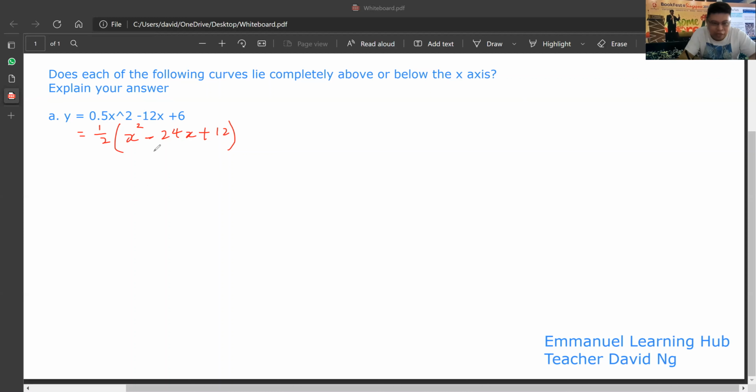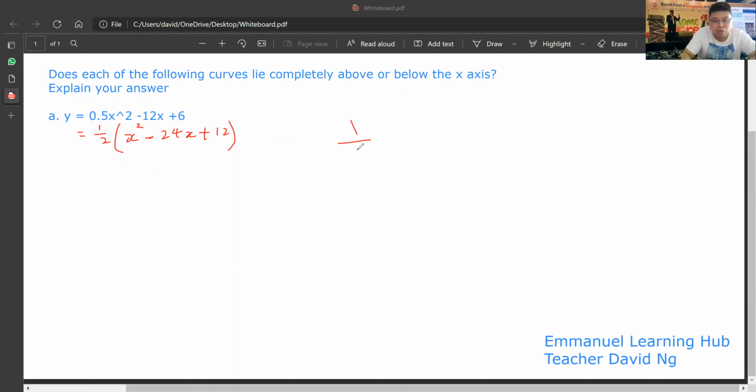Then how do you know in the exam that you factorize correctly? You multiply in, and see if you get back this. Let's say I've factorized already but I'm not sure whether I factorized correctly. So what I can do is multiply in. I'll get half x squared, then half times -24 is -12, then half times 12 is 6.